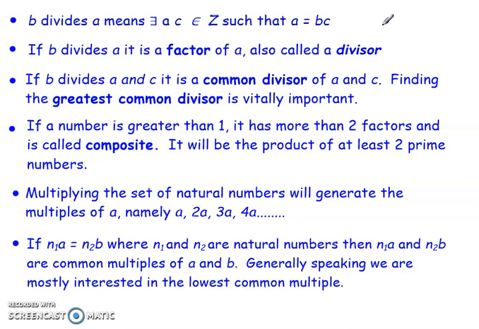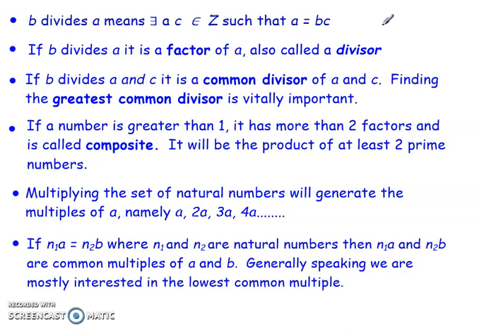Now what we have to be able to do is find the greatest common divisor. So the greatest number that divides both of those. So for example, if I had 8 and 24, the greatest common divisor of both of those is 8. It's the biggest number that goes into both of those numbers. If I had 12 and 18, the greatest common divisor for that is 6. 6 is the biggest number that goes into 12 and 18. So that's what the greatest common divisor means.